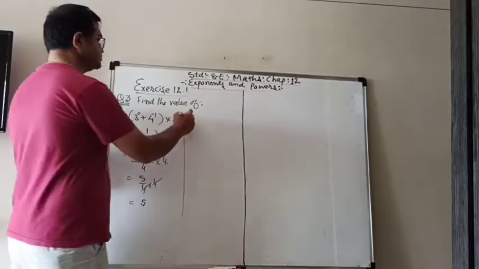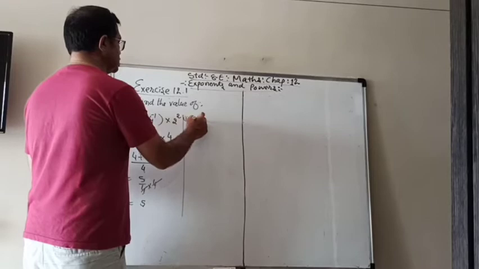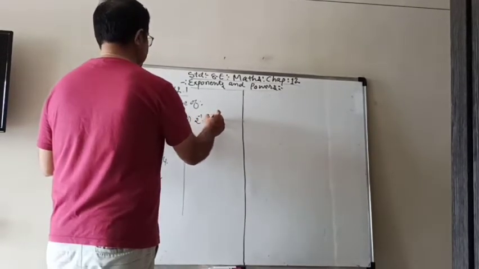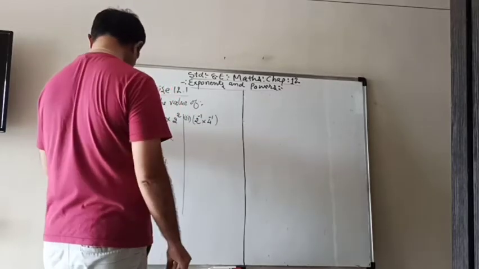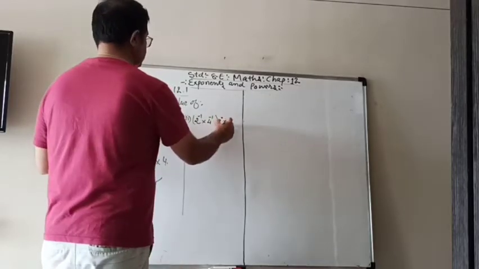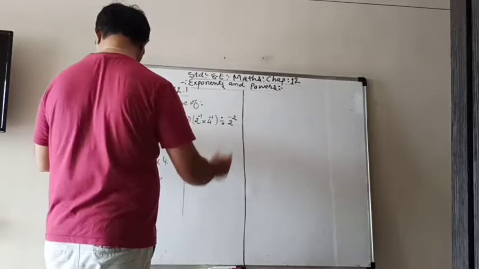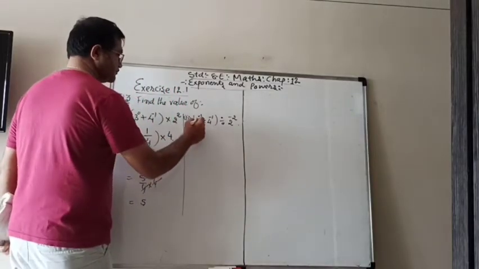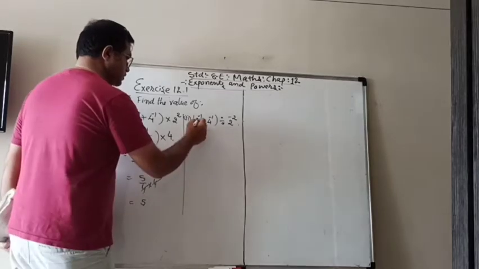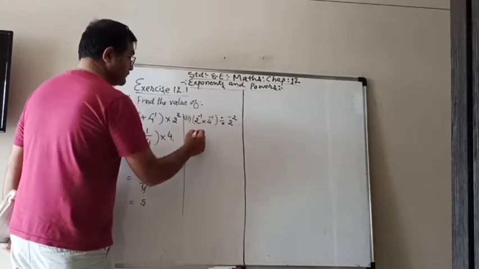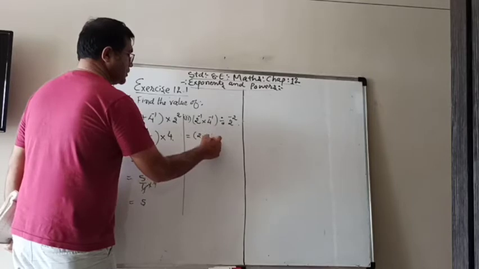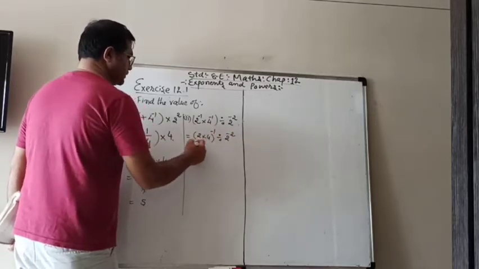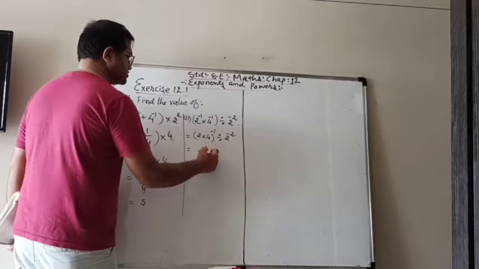Second one. 2 raised to minus 1, 4 raised to minus 1, divide by 2 raised to minus 2. Now here, first, both have the same power, so we can write down 2 multiplied by 4. 2 multiplied by 4 is 8. 8 raised to minus 1.